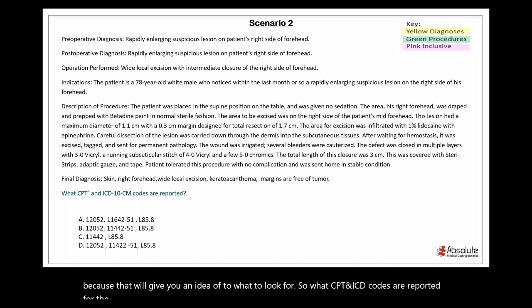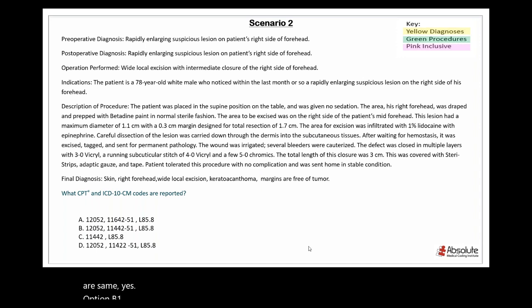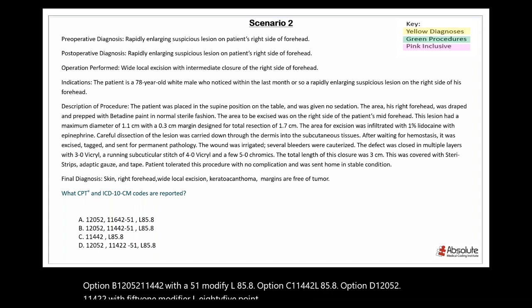Your options are: option A, 12052, 11642 with a 51 modifier, L85.8. All the ICDs are the same. Option B, 12052, 11442 with a 51 modifier, L85.8. Option C, 11442, L85.8. Option D, 12052, 11422 with a 51 modifier, L85.8. And this is your question.